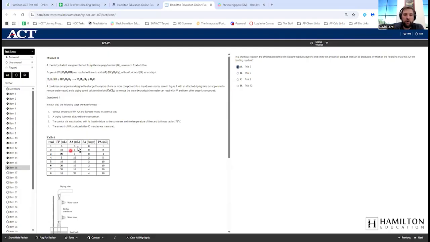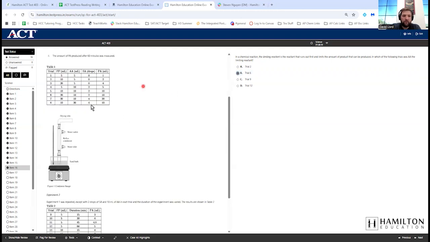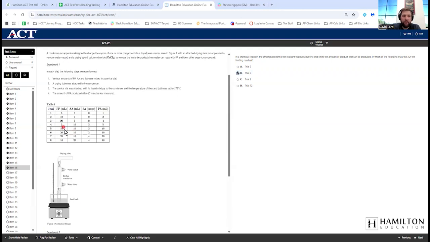So for trial 2, we kept AA at 5 as we go down the list, but as PP increased, the amount of PA increased. So that tells me that AA is not the limiting reactant for trial 2. How about trial 6? In trial 6, we have PP go from 10 to 20, and we kept AA the same, but the amount of PA did not increase. So that tells me that trial 6 must be the limiting reactant, because we increased one of the reactants, but we didn't get any more product.